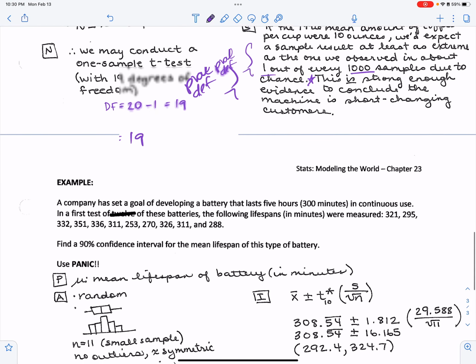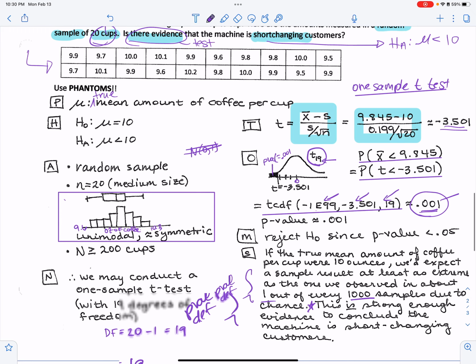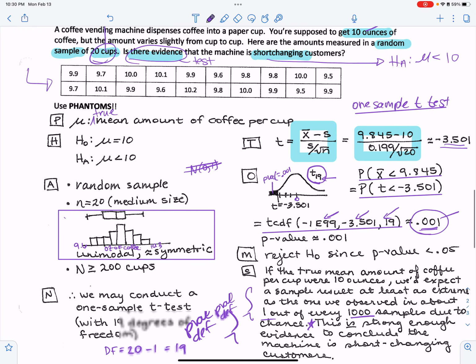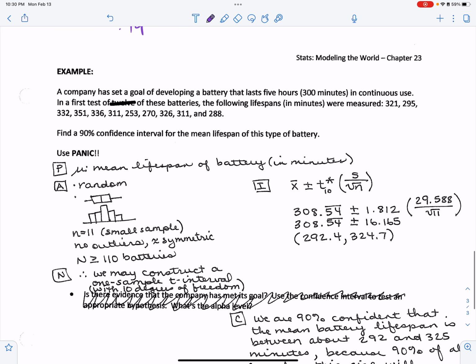Okay, here's an example of PANIC. So when do you use PHANTOMS? You use PHANTOMS whenever you're running a test. If it says, is there evidence? When do you use PANIC? You use PANIC whenever you're doing an interval. How do I know I'm doing an interval? It literally will tell you to do an interval. It will always tell you to do an interval, and that's how you know you need to do an interval.